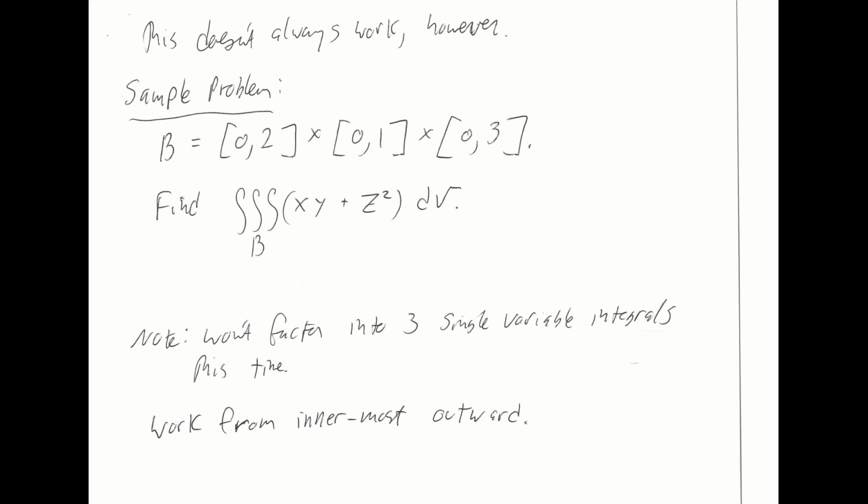So here's B given as the product of three intervals. The first is the bounds for x, the second gives the bounds for y, and the third the bounds for z.